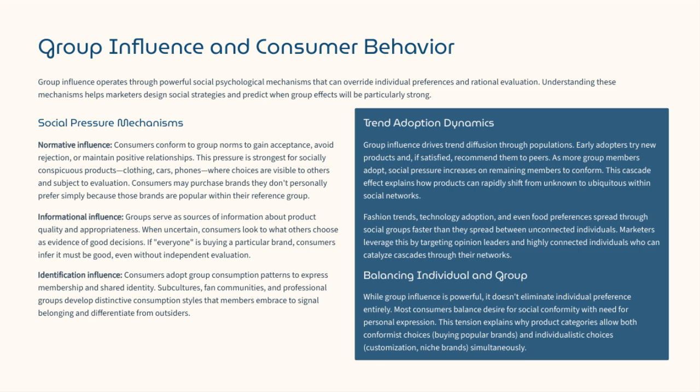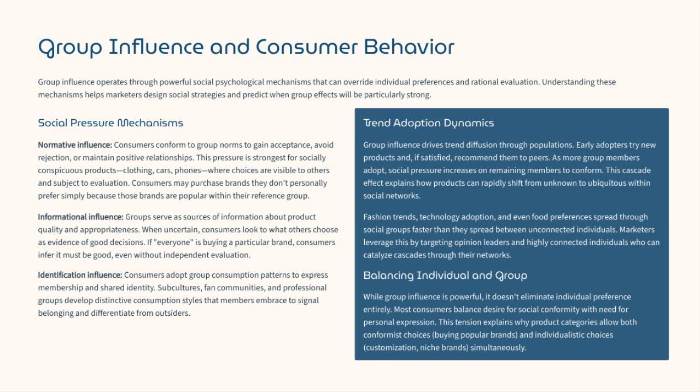When we look at how trends spread, whether it's fashion, technology, or even food preferences, they tend to move through social groups faster than they do between unconnected individuals. Marketers know this well, so they often target opinion leaders and highly connected individuals who can act as catalysts, spreading ideas and behaviors through their networks quickly. Group influence drives the diffusion of trends across populations.